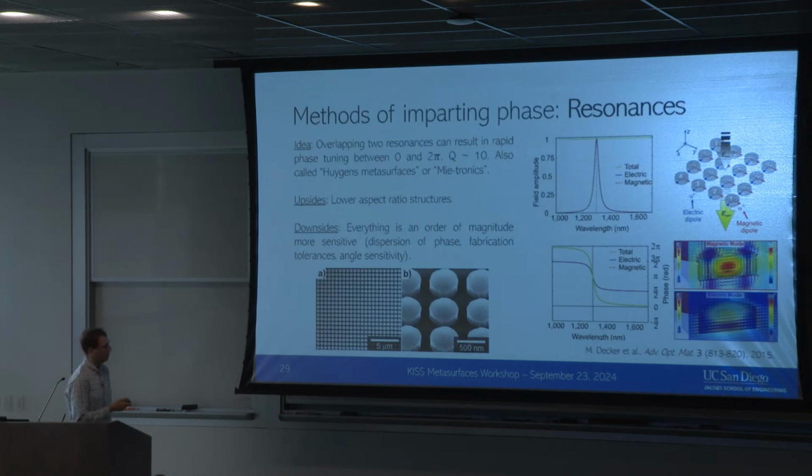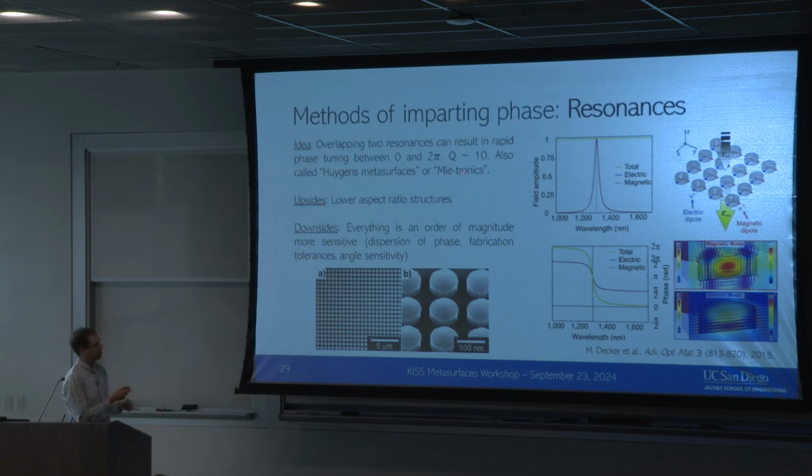The last method I'll mention only briefly, because every time I hear about it, I feel like it's not being explained clearly, and I myself don't fully understand it, is to impart phases based on resonances. This is a whole field. You'll see people call this Huygens metasurfaces or metronics. I find that an interesting term. The idea is that by overlapping magnetic and electric resonances in small structures, you're able to sweep from 0 to 2 pi phase over the resonance without, they say, losing any transmission efficiency.